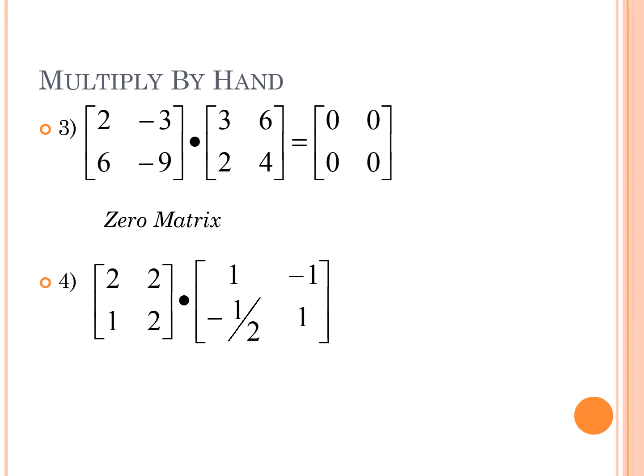So the first one there, that is what we call a 0 matrix. And that's where when you multiply these together, every entry is 0. So for that top one, you had 2 times 3 plus negative 3 times 2, and 2 times 6 plus negative 3 times 4, and so on. And it ended up that all of your entries were zeros, and we call that a 0 matrix.